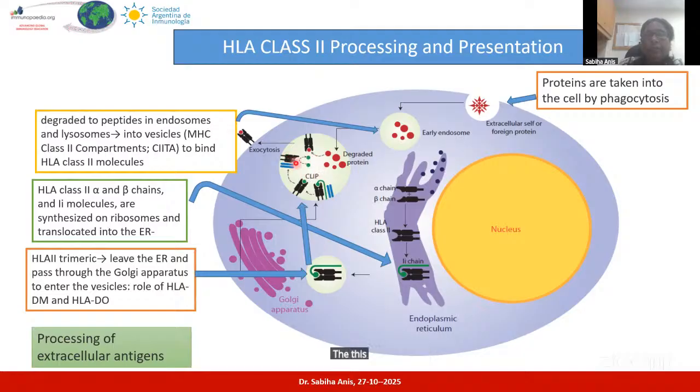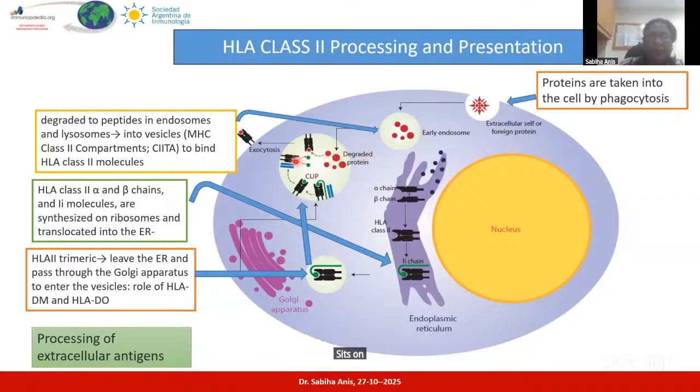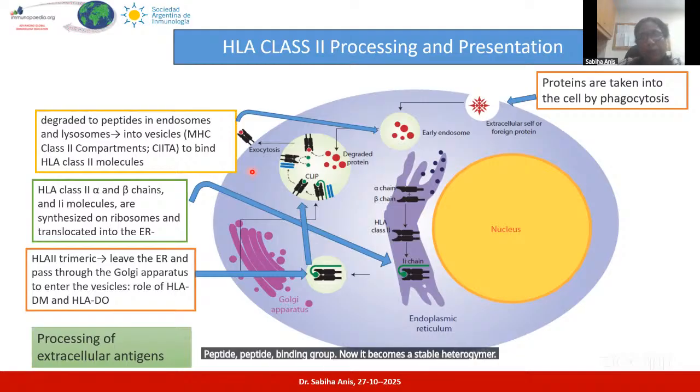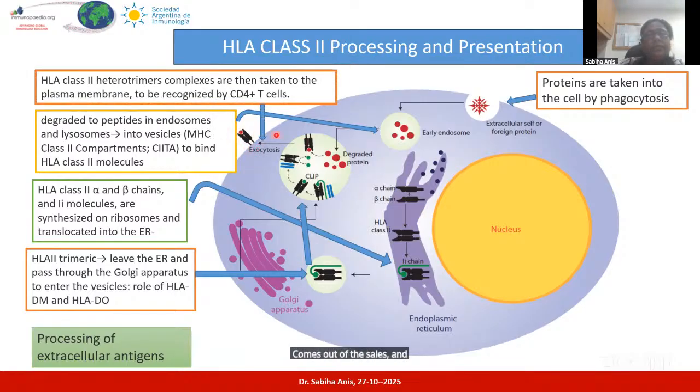Then the HLA-DM molecule removes this CLIP from the peptide groove, and makes the peptide that is present there sit in the peptide binding groove. Now it becomes a stable heterotrimeric HLA class 2 molecule, which then comes out of the cell, gets expressed on the cell surface, and is recognized by the CD4 T cells.